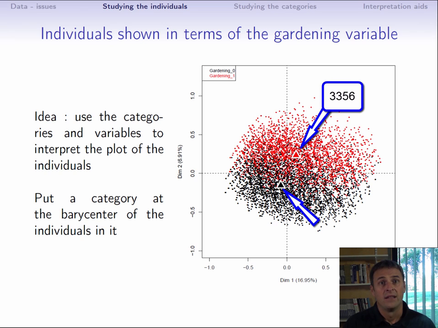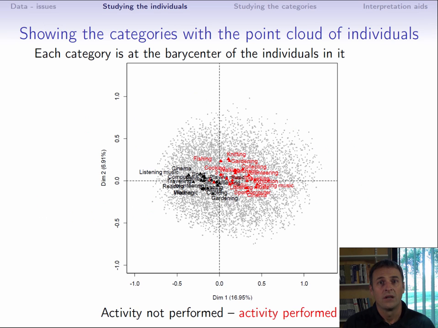3,356 has said they do, and 5,047 say they don't, and these numbers are proportional to the distance between the categories and the origin. Hence, categories with fewer adherents will be further from the origin. In this plot, we show all of the categories of all the variables, along with the points for the individuals.